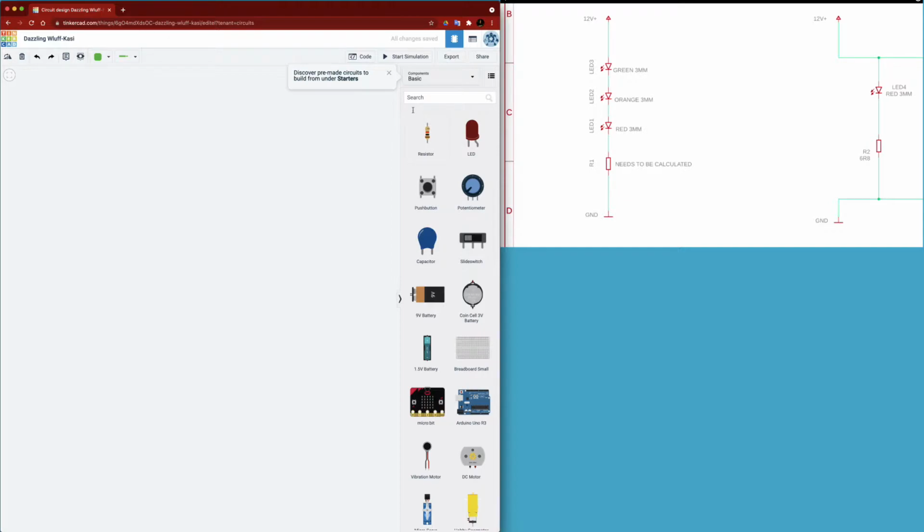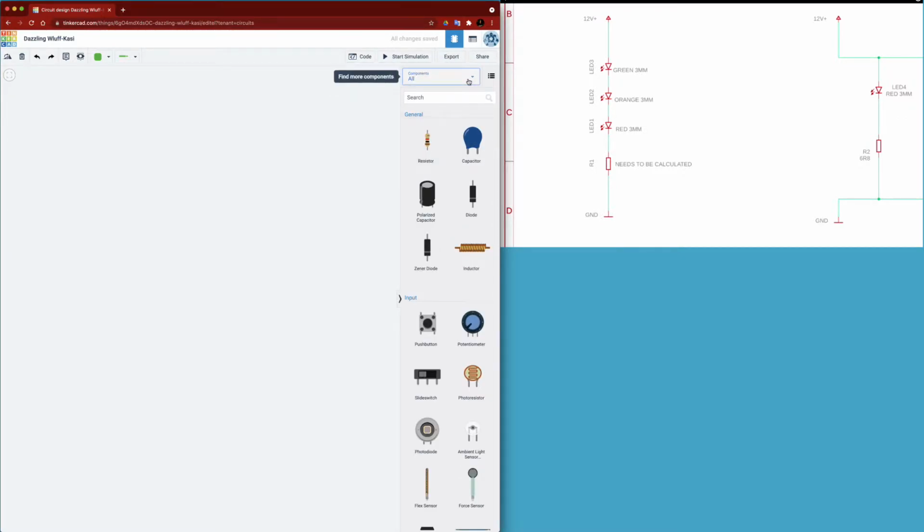And if you notice over on the right hand side, it says components basic. That only provides us with the essential few components, but I always just go here to the all, and that allows me to use everything that is available.